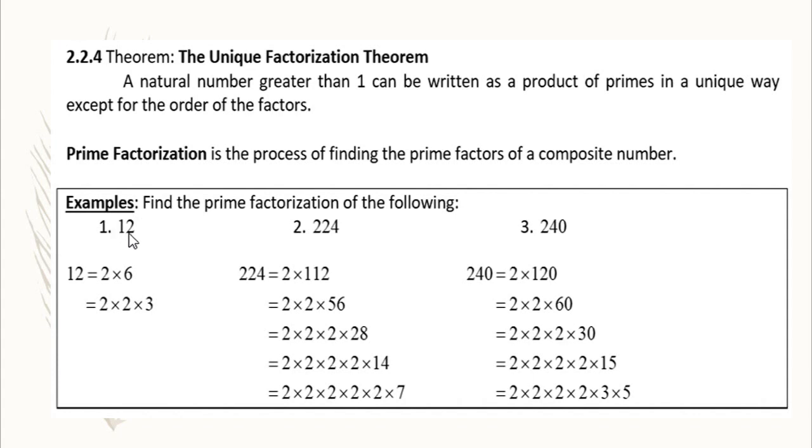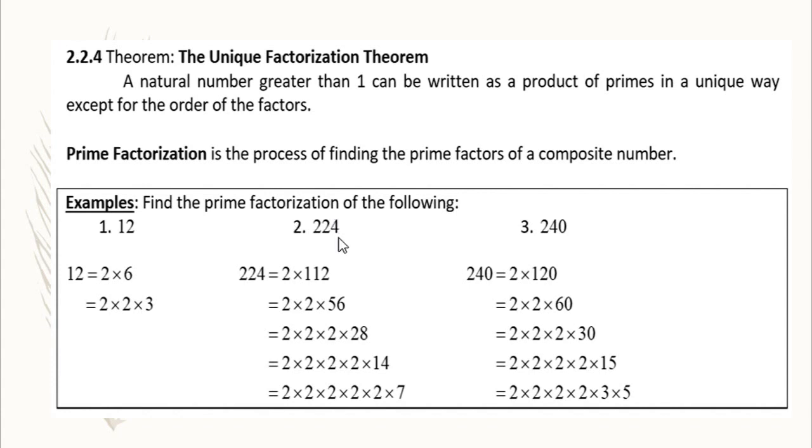Okay, example number 1 is 12. So, ang 12, ato lang siyang pangitaan o factors nga puros prime numbers. So, 12 can be 2 times 6. 2 is a prime number, but 6 is not. Dili pa siya prime number. So, ang 6 pangitaan na pud na tog factors nga puros prime. So, 6 is 2 times 3. So, the prime factorization of 12 is 2 times 2 times 3.